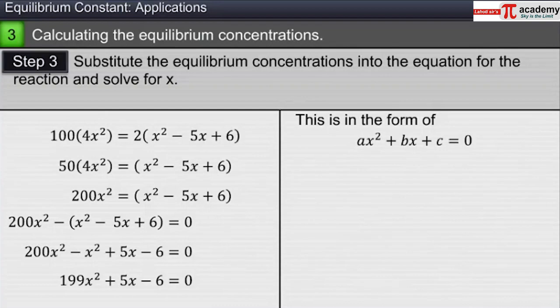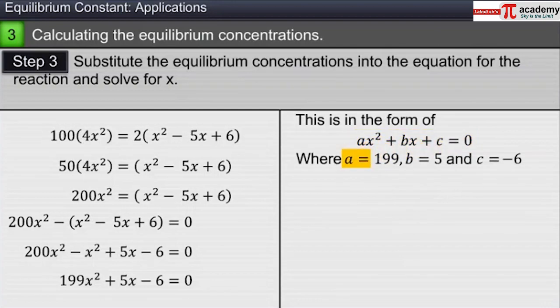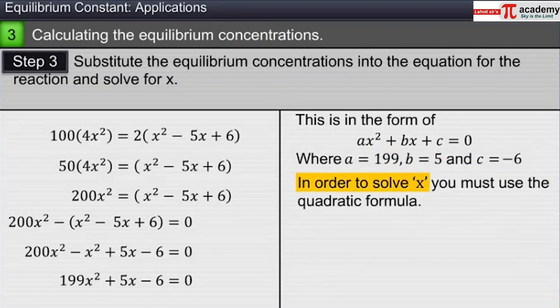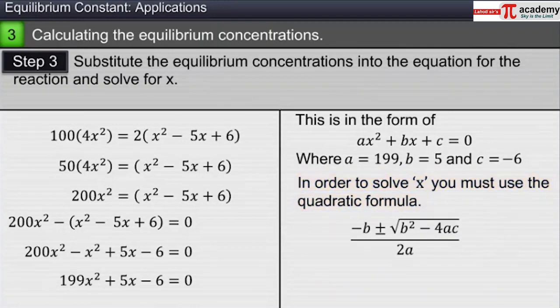This is in the form of a quadratic equation ax square plus bx plus c is equal to 0. In this equation, a is equal to 199, b is equal to 5 and c is equal to minus 6. In order to solve for x, you must use the formula x is equal to minus b plus or minus square root of b square minus 4ac divided by 2a.